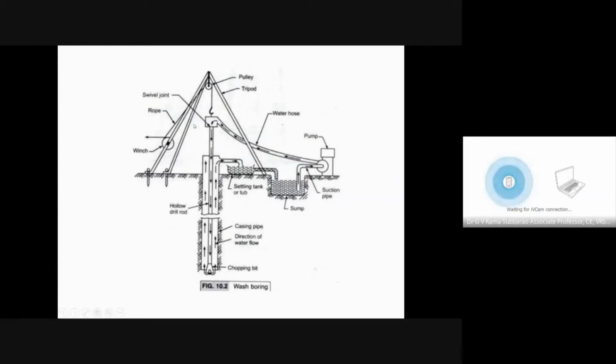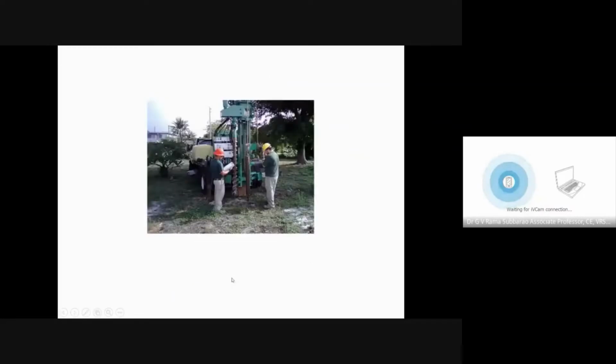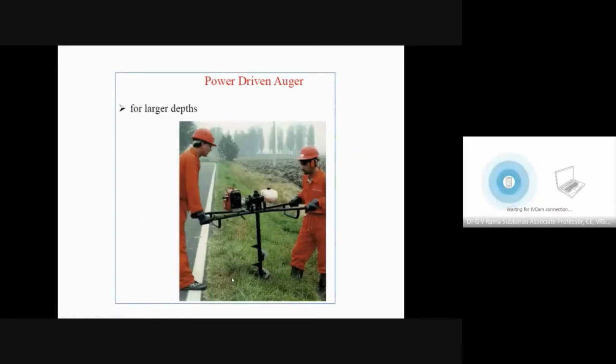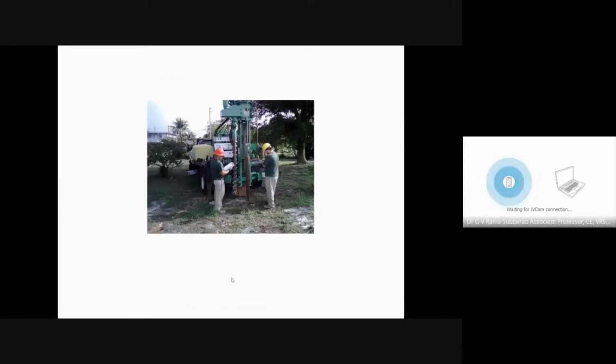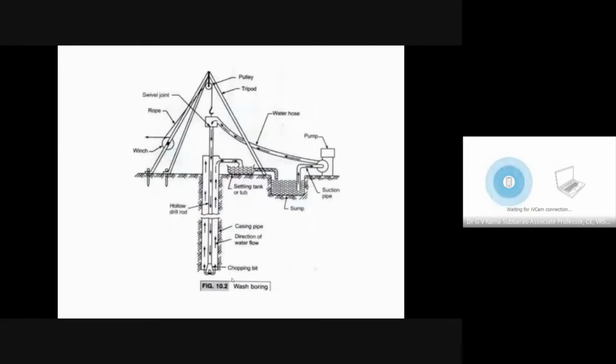Here you see, this is a typical setup, how people are making boreholes using wash boring. Just now I showed you auger boring. Auger boring is okay for shallow depths. But if you want to go deeper and deeper, a very frequently used method is wash boring. Someone can ask me, what is wash boring? How did the name come, wash boring?